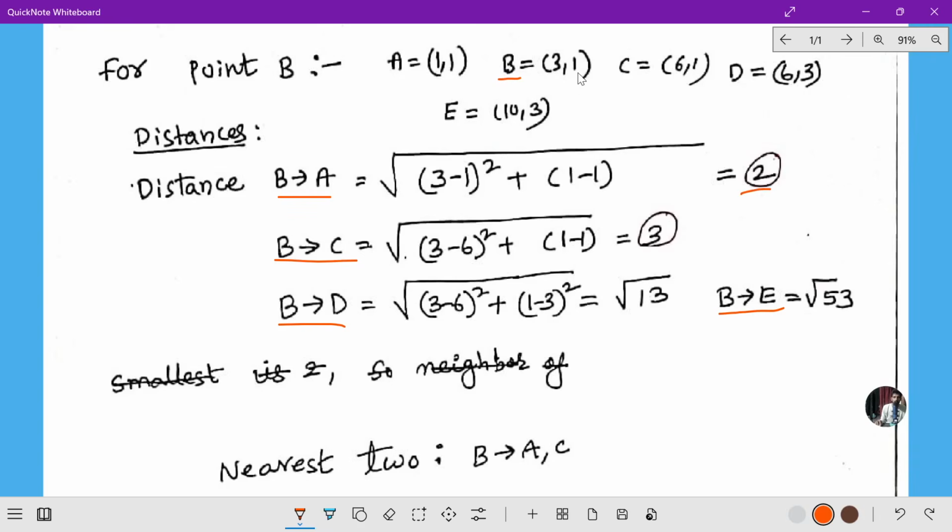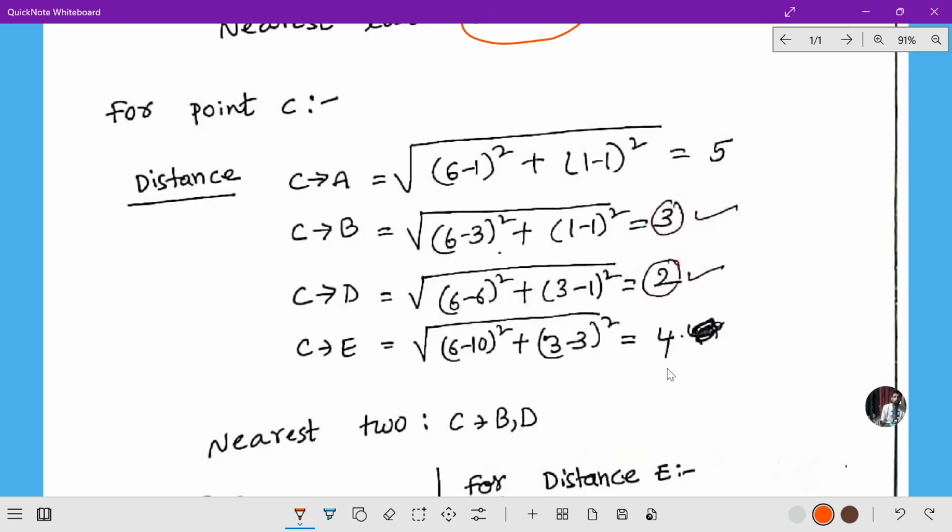B to C, 3 minus 6 whole square, 1 minus 1 whole square, this is 3. And B to D, the value is square root of 13, and B to E, the value is square root of 53. Now the value of k is 2. We need to find out the minimum 2 values. The minimum values are 2 and 3 out of all these 4. So for this B, the distance is B tends to A, B tends to C. So how to combine these two? B tends to AC.